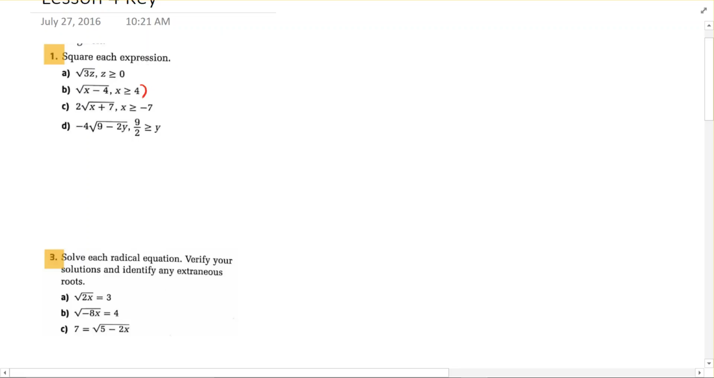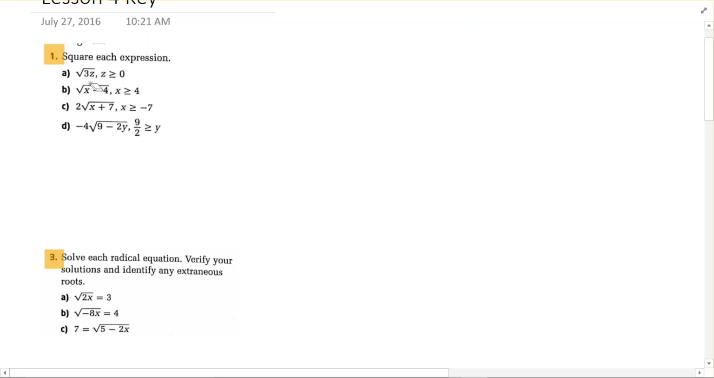Same with the next one down here. If we wanted to figure out what X was allowed to be, X is allowed to be greater than or equal to 4. Because if it was 3, that would be 3 minus 4, that'd be negative 1. So we wouldn't be allowed to do that. So that's all that's saying there. Our main concern when we square each expression is going to be the first part.